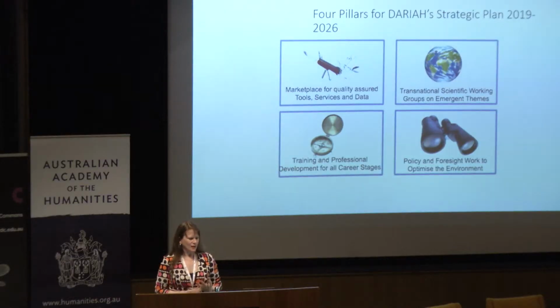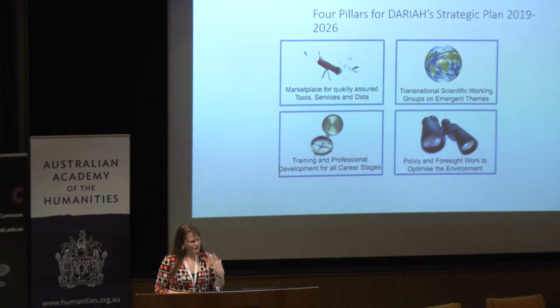And the 4 ways we do that are via the marketplace for quality assured tools, services, and data; by having transnational scientific working groups, and other forms of transnational organization, which obviously are difficult to do if you're coming from an institutional perspective; we do training and professional development for all career stages, not the way a university would do it, but to fill certain niches; and we do policy and foresight work.